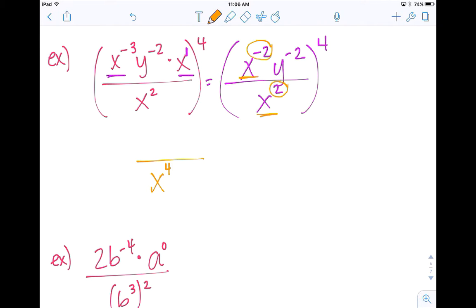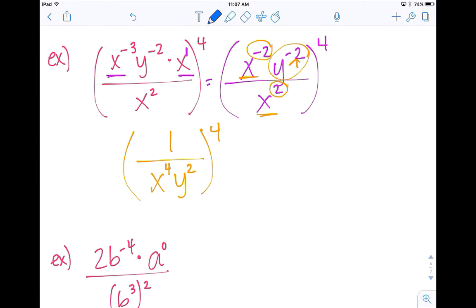Then for the y, there's nothing to cancel this y with, but because it does have a negative exponent on it, we can go ahead and move it to the denominator to make it positive. And since everything moved to the denominator and we're not left with anything in the numerator, we're just going to put a 1 in its place. And again, that whole thing is still being raised to the 4th power.